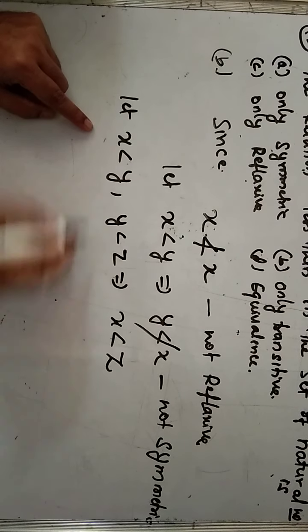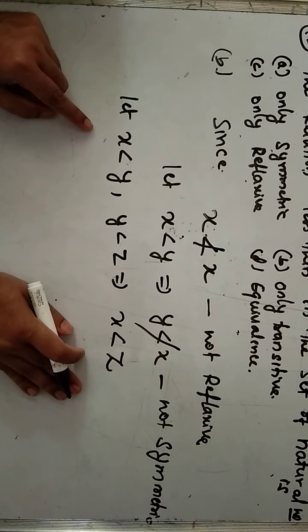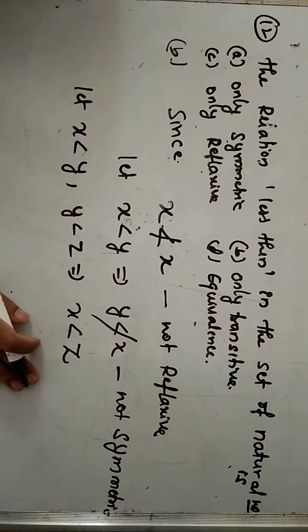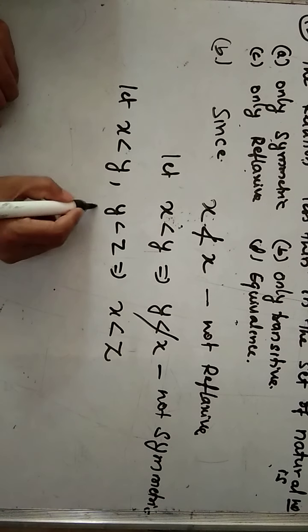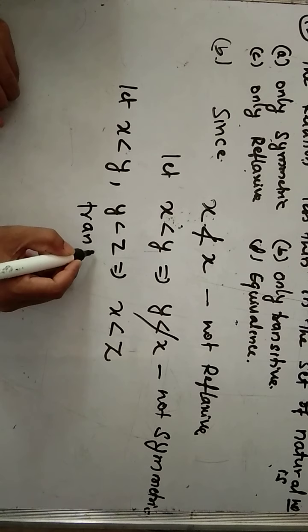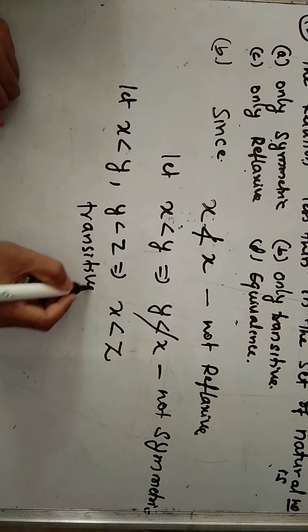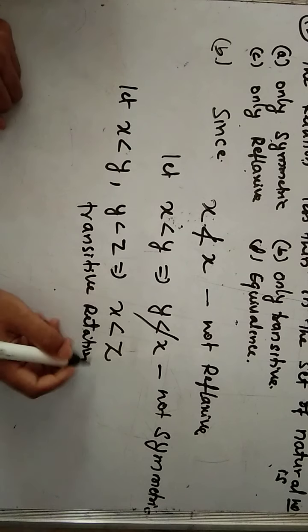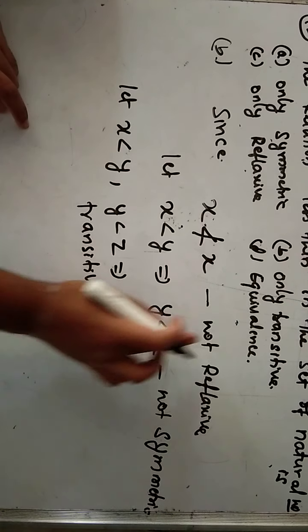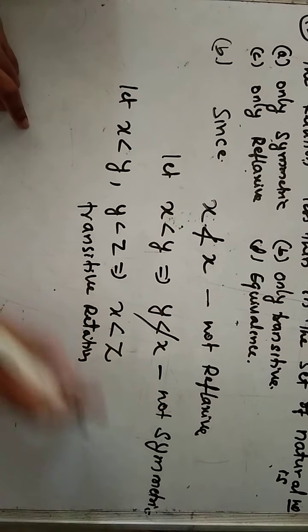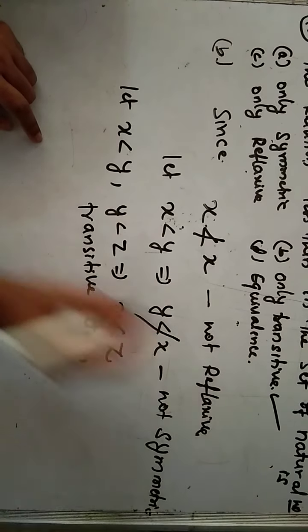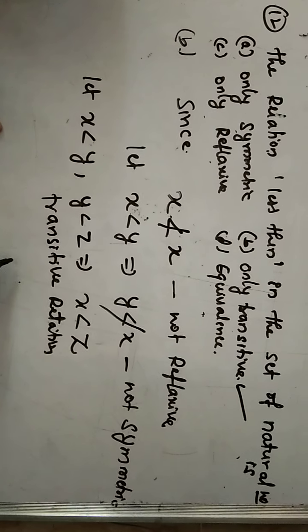It means that the set of natural numbers under the condition of less than is transitive relation. It is transitive only. It is not reflexive, not symmetric. It is transitive only. Only transitive, option B is the right one.